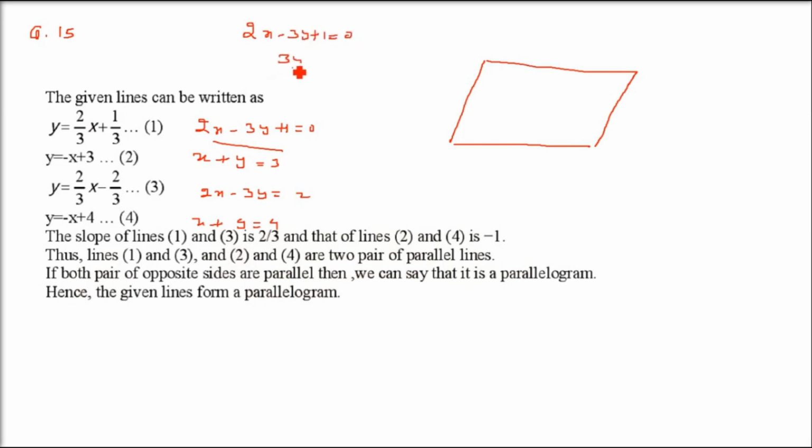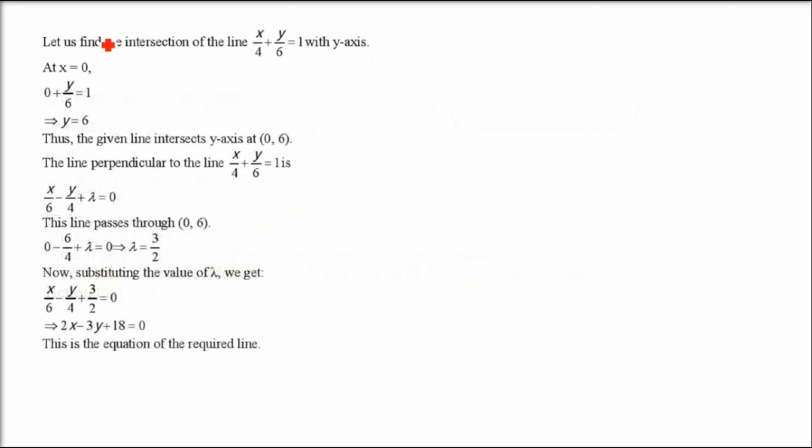2x minus 3y plus 1 equals 0, 3y equals 2x plus 1, y becomes 2 by 3 x plus 1 by 3. So now m is 2 by 3. The slope of the first line is 2 by 3. If you see, the slope of the third line is also 2 by 3. So the first and third are parallel. The second line and fourth line also have the same slope m, so the second and fourth lines are also parallel. So this is a parallelogram because opposite sides are parallel.